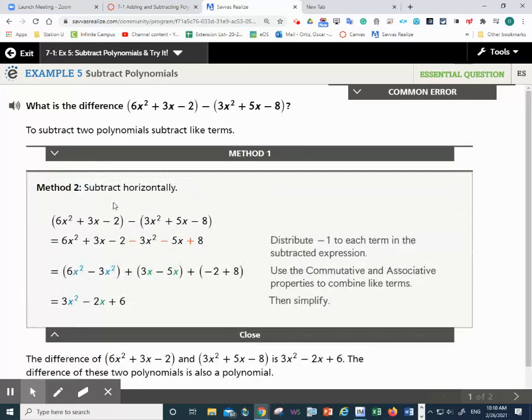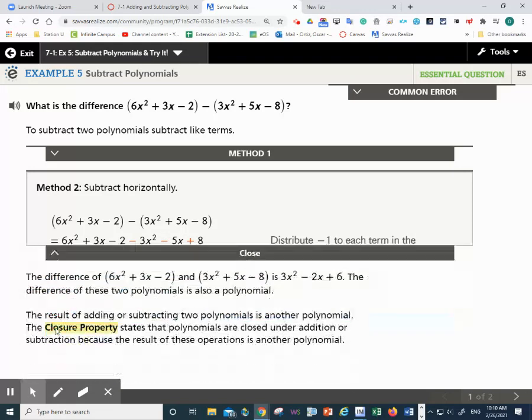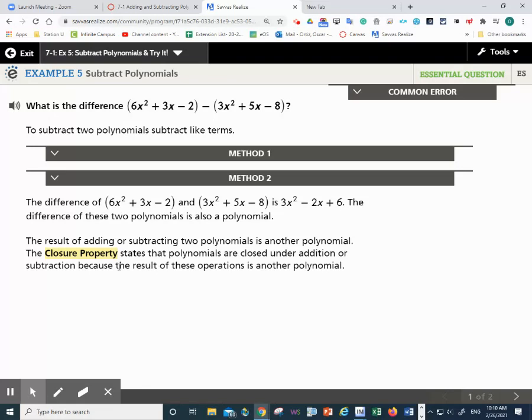We can also do it horizontally. So you are distributing that -1. Again, the effect is that each term will switch its sign. So this will be negative, this will be negative, this will be positive. And then you combine like terms, just like we did when we were adding. So it's not so much different. That's the only step that is different from subtracting and adding.